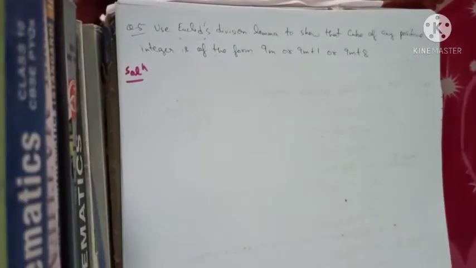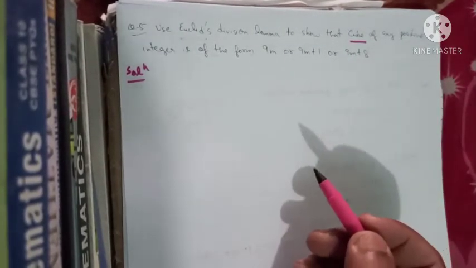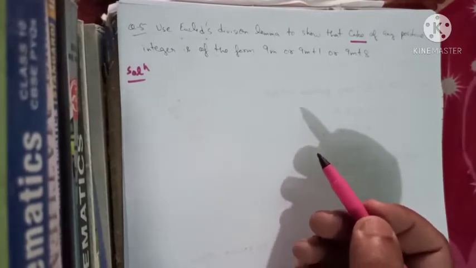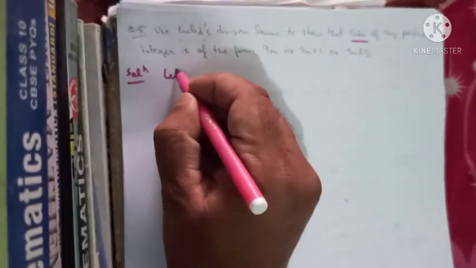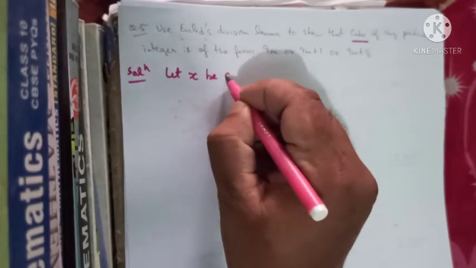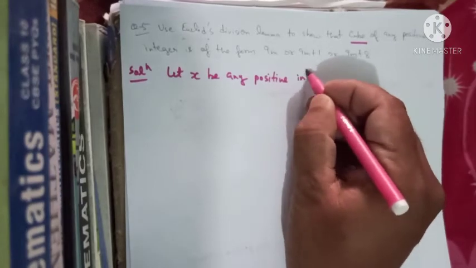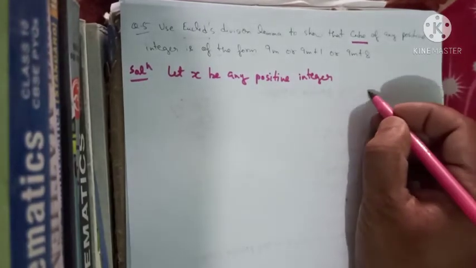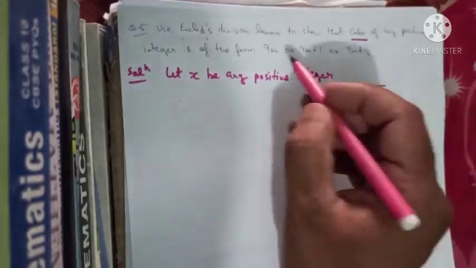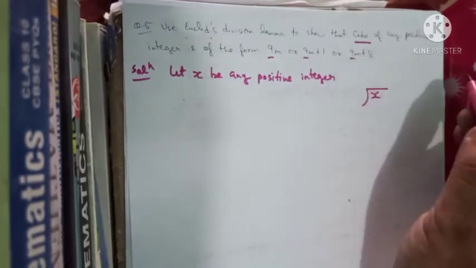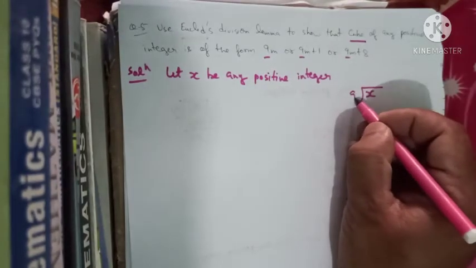Now in question number 5, use Euclid's division lemma to show that cube of any positive integer is of the form 9m or 9m plus 1 or 9m plus 8. Similar question, only difference is that here we have to take the cubes. So let x be any positive integer. Then we divide x by the divisor 9, since it is given that we have to show it is of the form 9m, 9m plus 1 or 9m plus 8.